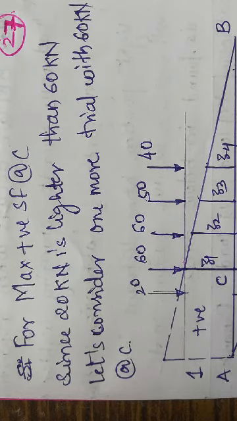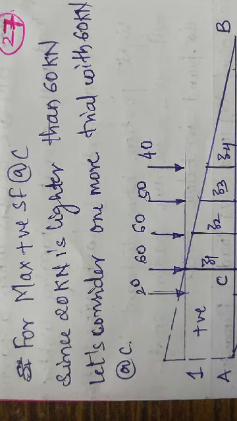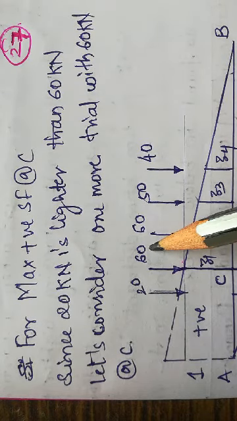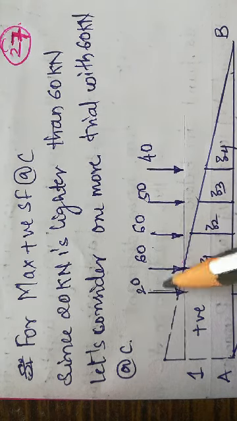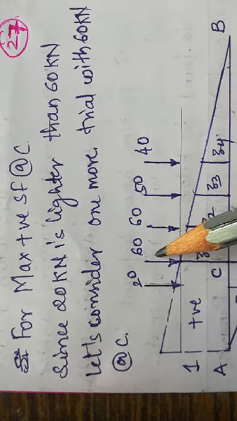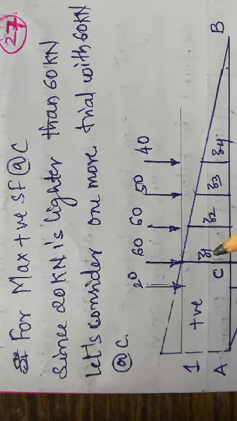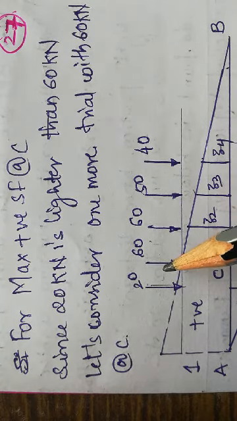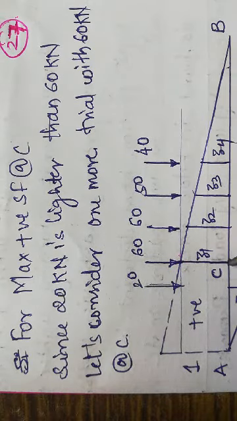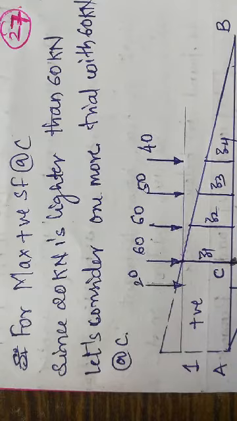Here we are doing one more trial for positive shear force. Why we are doing one more trial for positive shear force is because this 20 kilonewton is lighter than 60 kilonewton. In the previous problems, we had the last load either equal to the second load or heavier than the previous load. Since this load is lighter than the second load, we will go for one more trial. Now we will place the 60 kilonewton on C and go for the calculations.